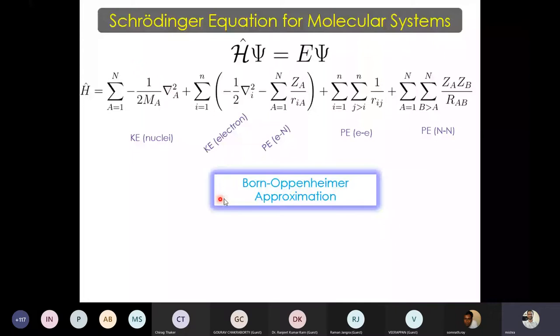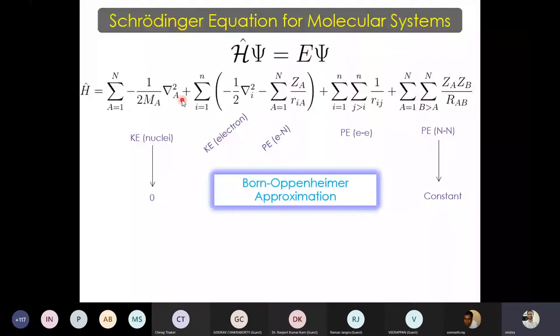When we invoke the Born-Oppenheimer approximation, we essentially say that the kinetic energy of the nuclei becomes zero because we are freezing the nuclei at their respective positions. So that part becomes zero. And since all my nuclei are frozen at their positions, this R_AB, the distance between any two nuclei, is constant. So this term becomes a constant. Now, that makes my life somewhat simpler, because then I do not have to worry about this. And the terms that are in the middle are the electronic part of the Hamiltonian.